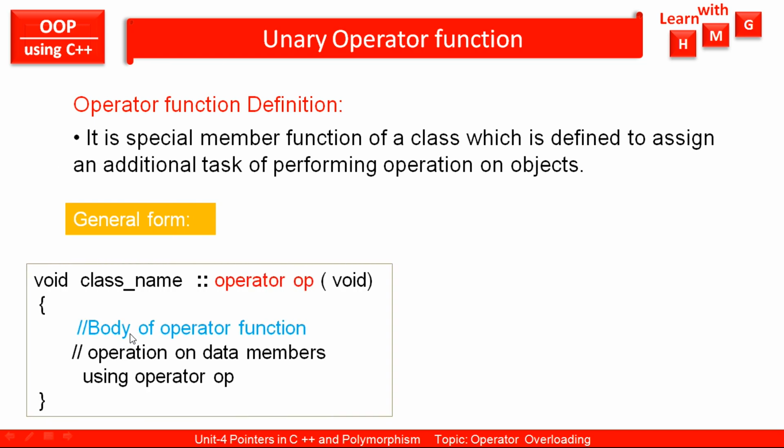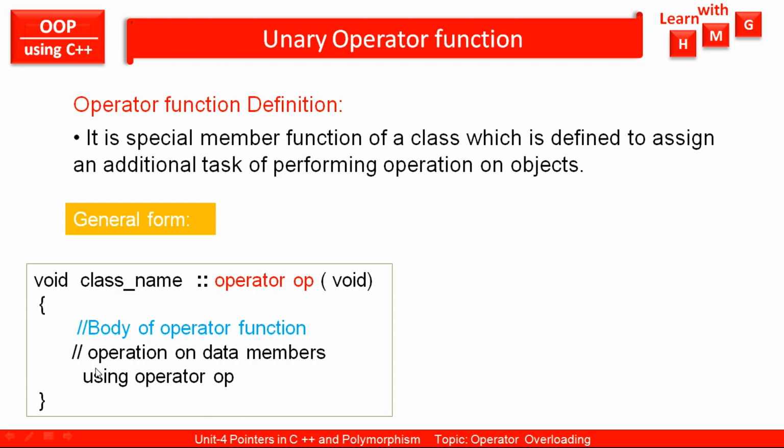So here, void is the return type, that is, this function does not return any value. Class name indicates which class the operator function belongs to, that is, it is a member of which class, shown here with the help of the scope resolution operator. Then you have to use the operator keyword, and op is nothing but the symbol of the operator which you want to overload. Then this function does not accept any argument, so it is a void argument.